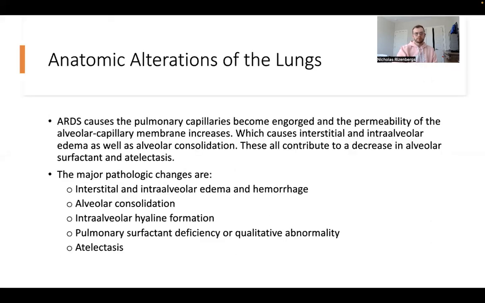So anatomic alteration of the lungs. ARDS causes the pulmonary capillaries to become engorged and the permeability of the alveolar capillary membrane will increase, which causes interstitial intra-alveolar edema as well as alveolar consolidation. These all contribute to a decrease in alveolar surfactant and atelectasis. The major pathological changes are interstitial and intra-alveolar edema and hemorrhage, alveolar consolidation, intra-alveolar hyaline formation, pulmonary surfactant deficiency, or qualitative abnormality, and atelectasis.